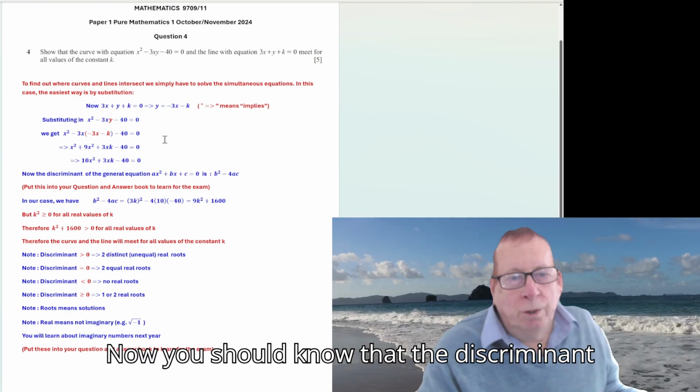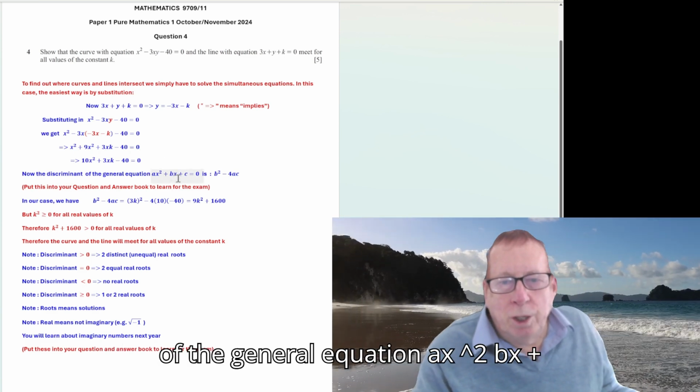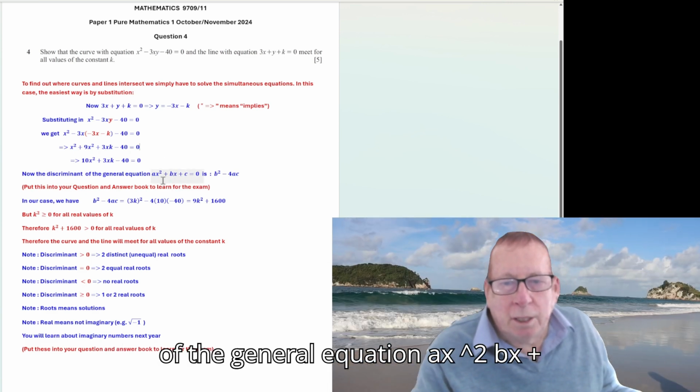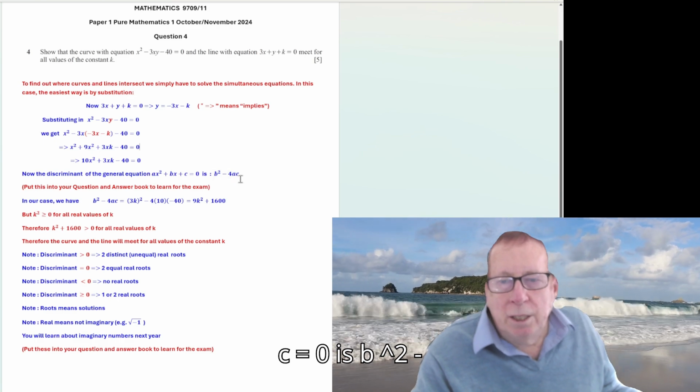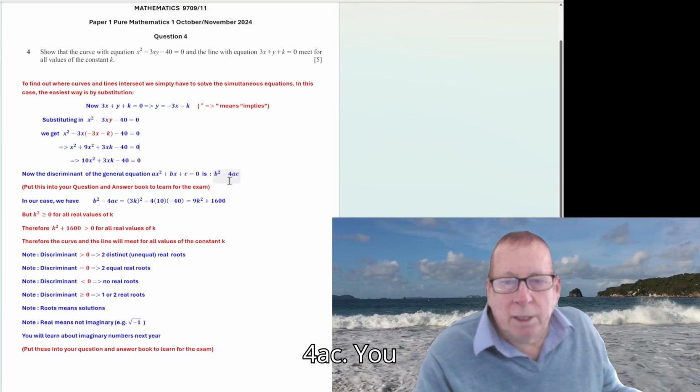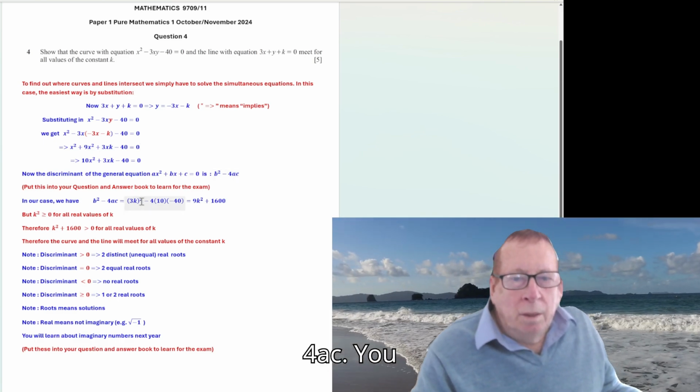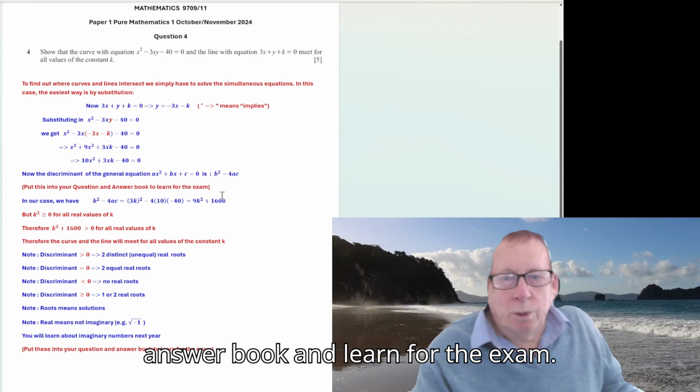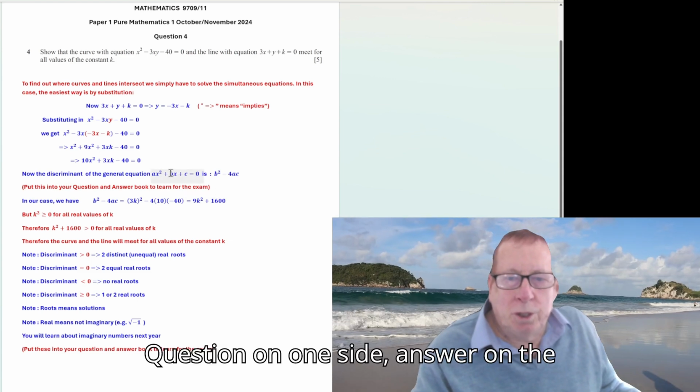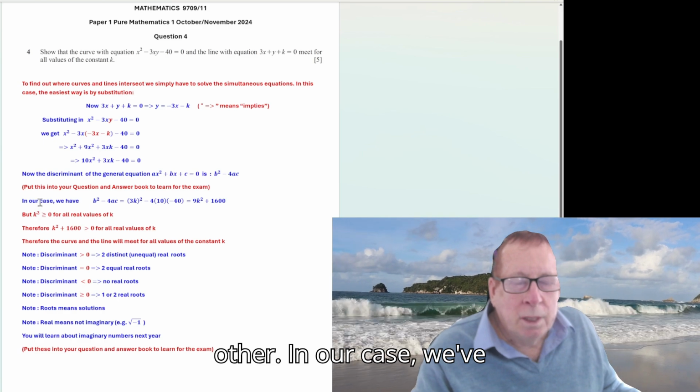Now you should know that the discriminant of the general equation ax squared plus bx plus c equals 0 is b squared minus 4ac. You need to put this into your question answer book and learn for the exam. Question on one side, answer on the other.